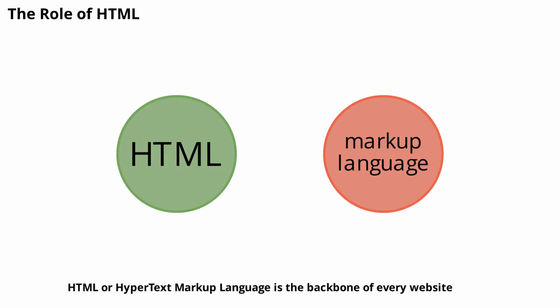HTML, or Hypertext Markup Language, is the backbone of every website. It structures content, defines headings, paragraphs, links, and more. When your browser receives HTML files, it knows how to display the information in a readable format. Without HTML, the web would be a jumble of unorganized data.